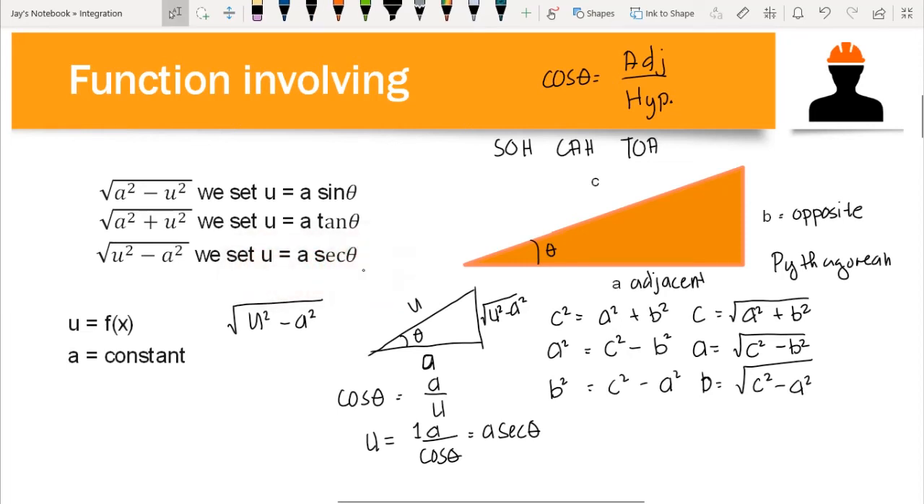So in this case, all functions of x should be substituted by the trigonometric identities a sine theta, a tangent theta, or a secant theta, depending on the type of function that we have.